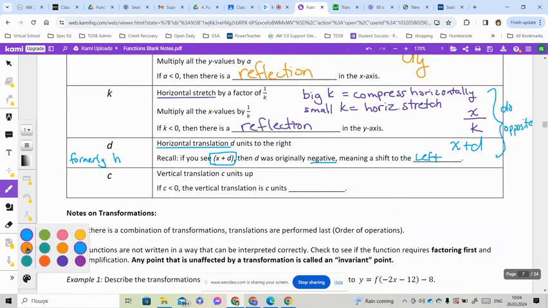And then the last translation is the vertical translation, up or down. That is our c. If c is greater than 0, or if c is less than 0, then we translate c units up or down, down. And so we write y plus c.